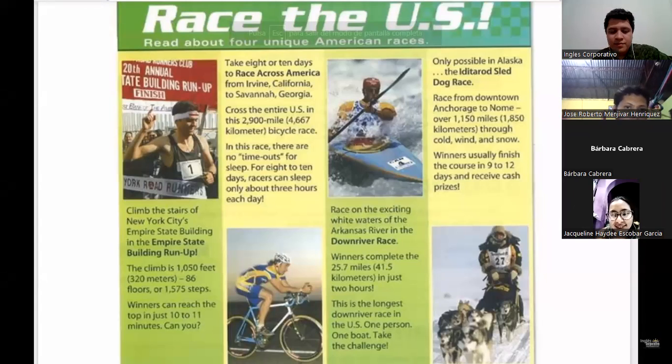Okay, it's a race, river, the Arkansas, is recording 25.7 miles. Mm-hmm. Is race. ¿Cómo se dice? Más larga, teacher. Larger. Is race a larger, mm-hmm. For one person in Estados Unidos. Okay. United States. Okay, nice.